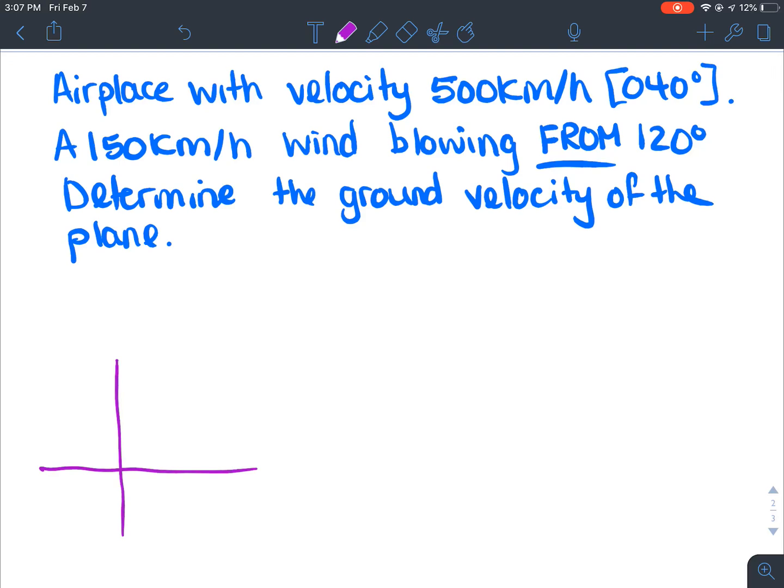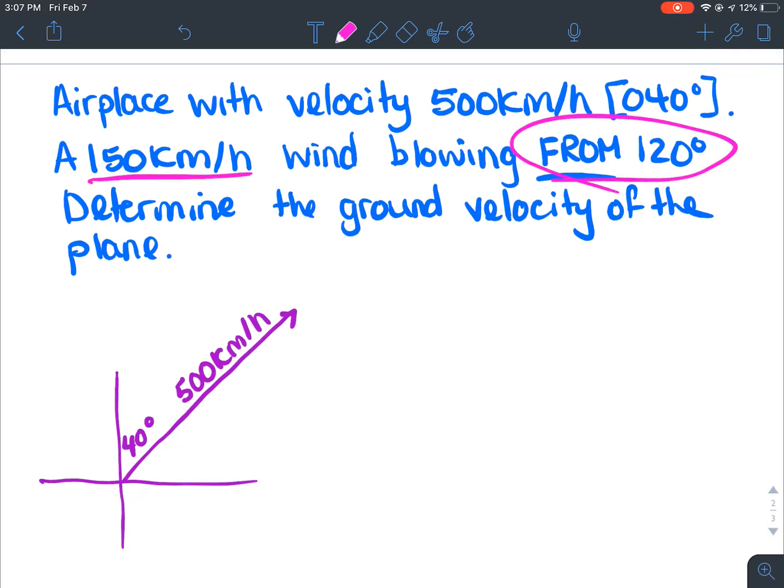Okay, so I've got a velocity and a bearing of 40. That's going to look something like this. One sec. Make it long. So that's 40 degrees, and it's going at 500 kilometers per hour. Then I've got my wind. It's 150 kilometers per hour, and it's blowing from 120 degrees.